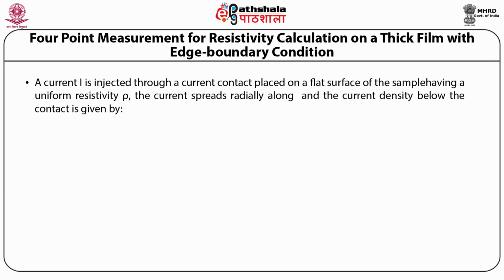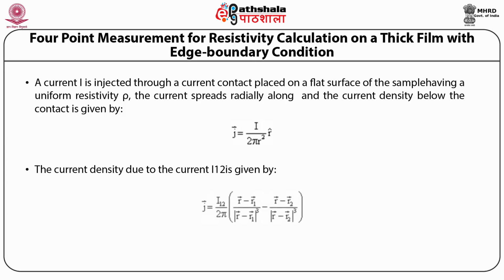Current density below the contact is given by J vector equals I divided by 2π r squared into r vector. The current density due to the current I12 is given by J vector equals I12 divided by 2π into (r vector minus r1 vector) divided by mod of (r vector minus r1 vector) cubed, minus (r vector minus r2 vector) divided by mod of (r vector minus r2 vector) cubed.